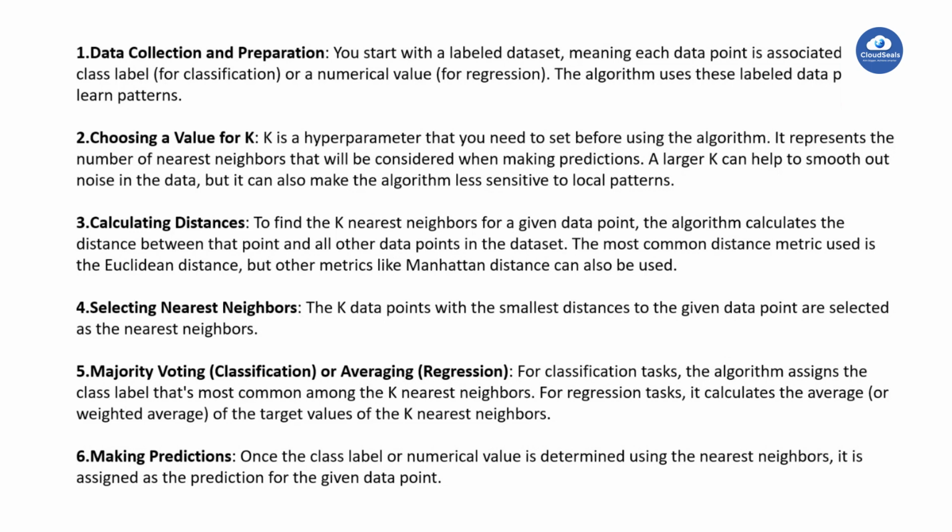Why? Because the distance between this H and this A is very high compared to this H and YPE. So it is better to take a smaller K value to predict accurately, to increase the accuracy. A larger K helps to smooth out the noise in the data, but it can also make the algorithm less sensitive to local patterns. Let's take this as one cluster.